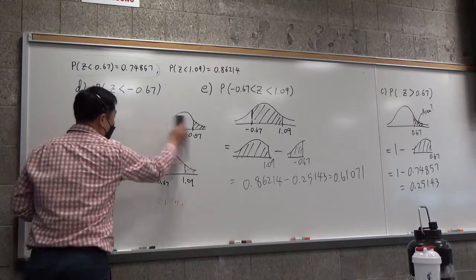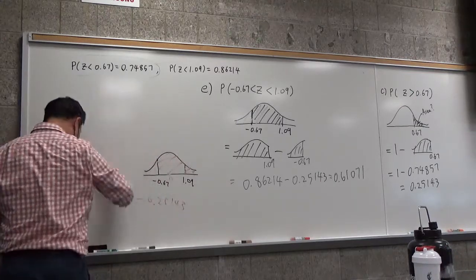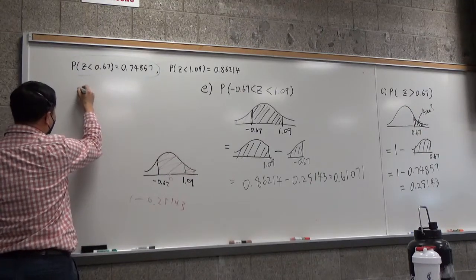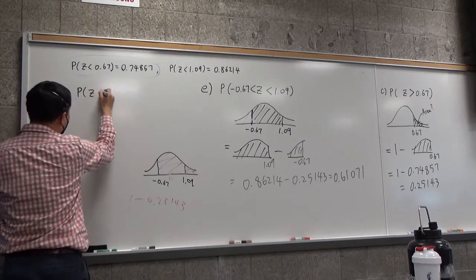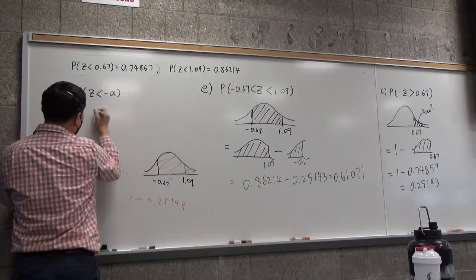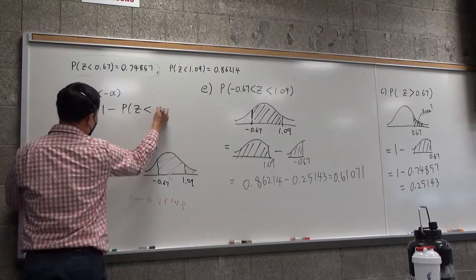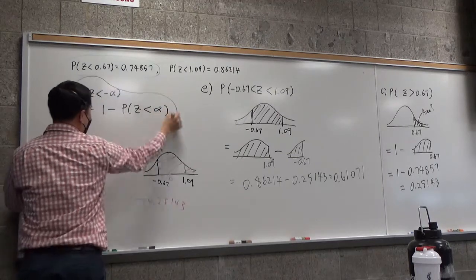Okay, so all right, there are several things that I end up having to explain. So the question I just got was that if you have z less than negative alpha, is this same thing as 1 minus P of z less than alpha? And that is indeed correct. Okay.